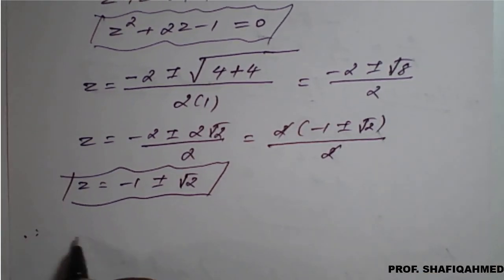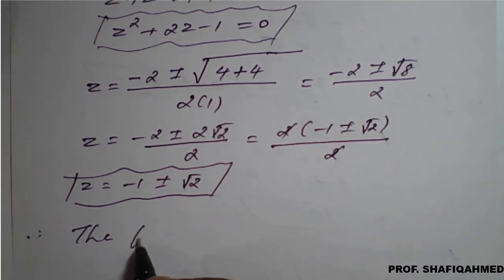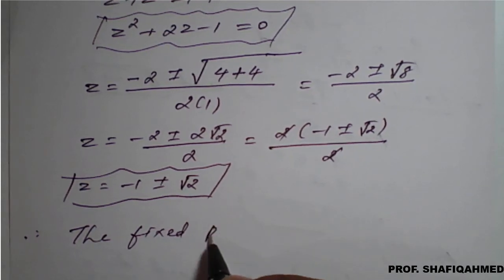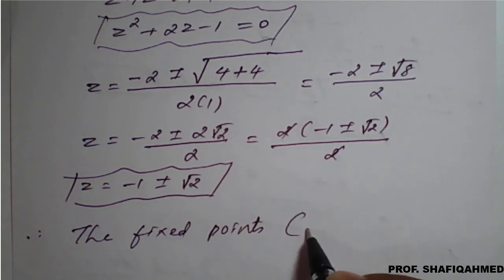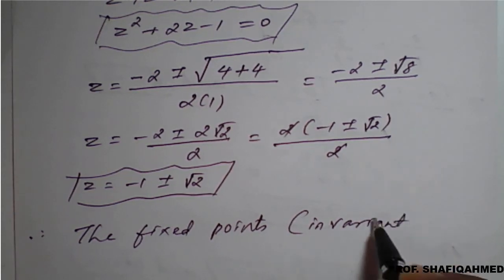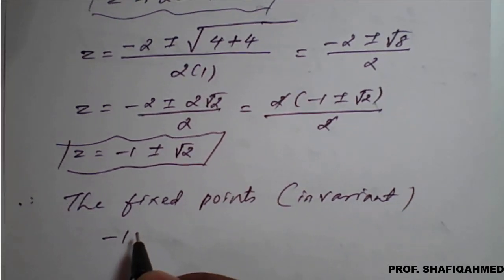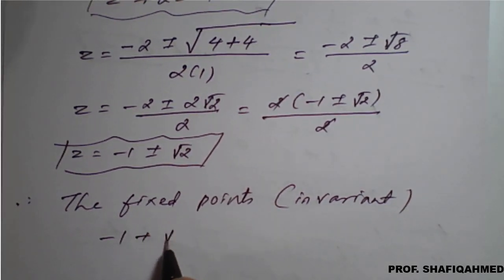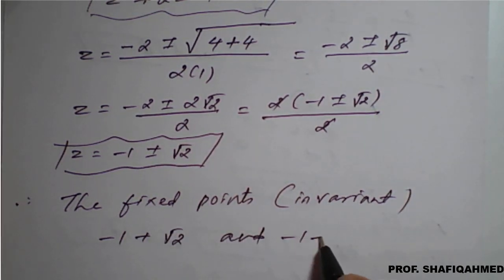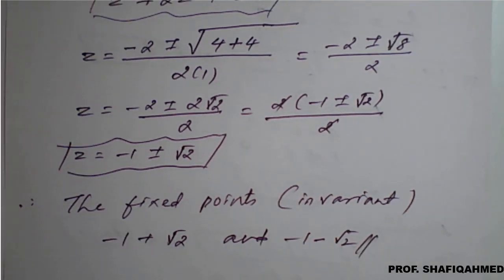So therefore the fixed points, or in bracket I can write it as invariant points, are nothing but minus 1 plus root 2 and minus 1 minus root 2. So these are the invariant points or fixed points for the given bilinear transformation.